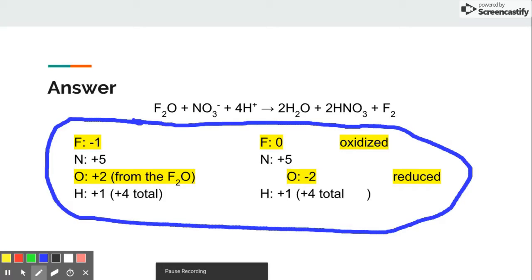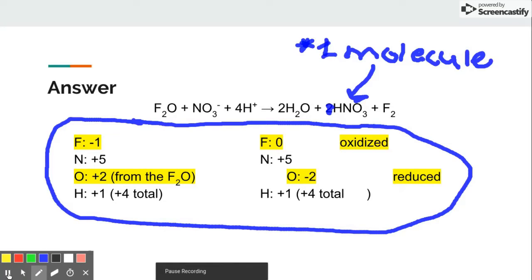On the product side of the reaction, the hydrogen will have an oxidation number of +1, and the oxygen will have an oxidation number of -2. In the nitric acid molecule, the nitrogen will have an oxidation number of +5, the oxygen will have an oxidation number of -2, and the hydrogen will have an oxidation number of +1. Finally, the fluorine gas molecule will end up with an oxidation number of 0 because it's considered a diatomic molecule, which means that both of the atoms of fluorine have an oxidation number of 0.